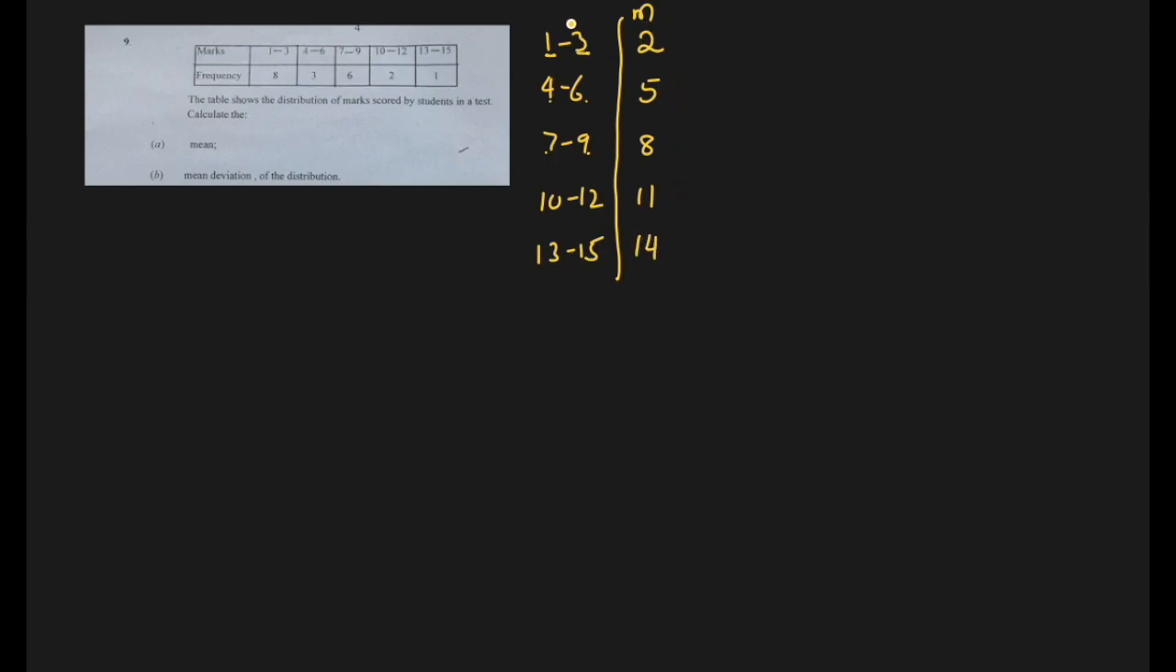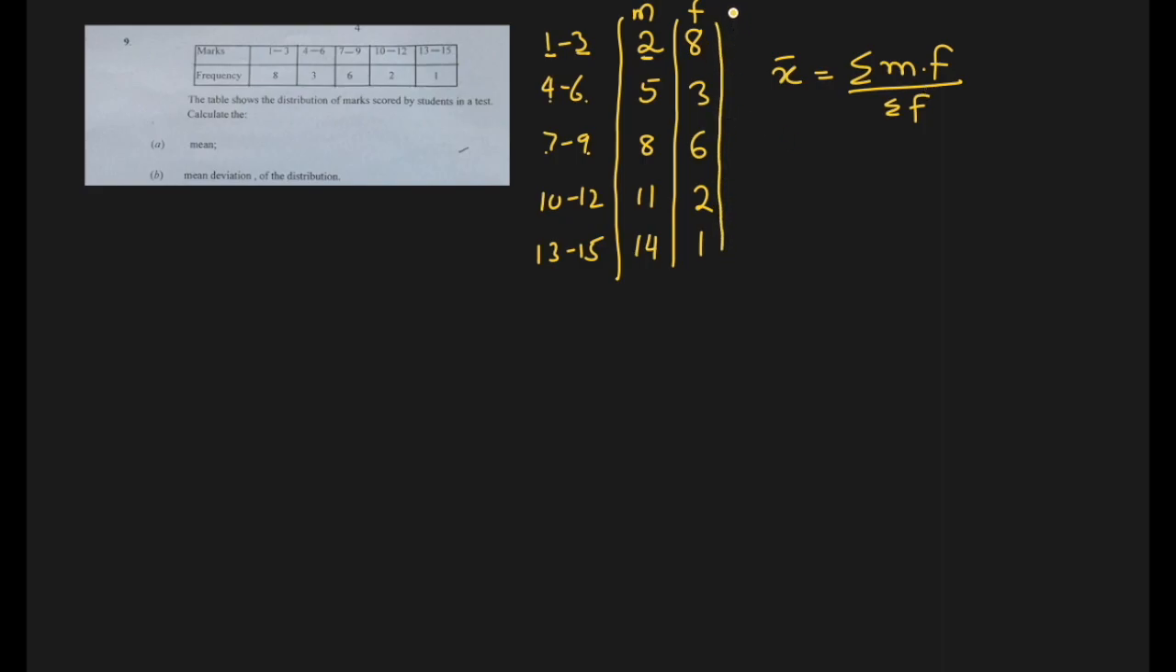This m represents the whole range now. We assume that the 8 people here, the frequency of 8 people here, all got 2 marks each. That's what I'm trying to say here. And then we have the frequencies 3, 6, 2, 1. To find the mean, x bar is equal to sigma mf divided by sigma f. Normally we have xf, but because I have taken the mid value, I will write mf divided by sigma f, how many total they are.